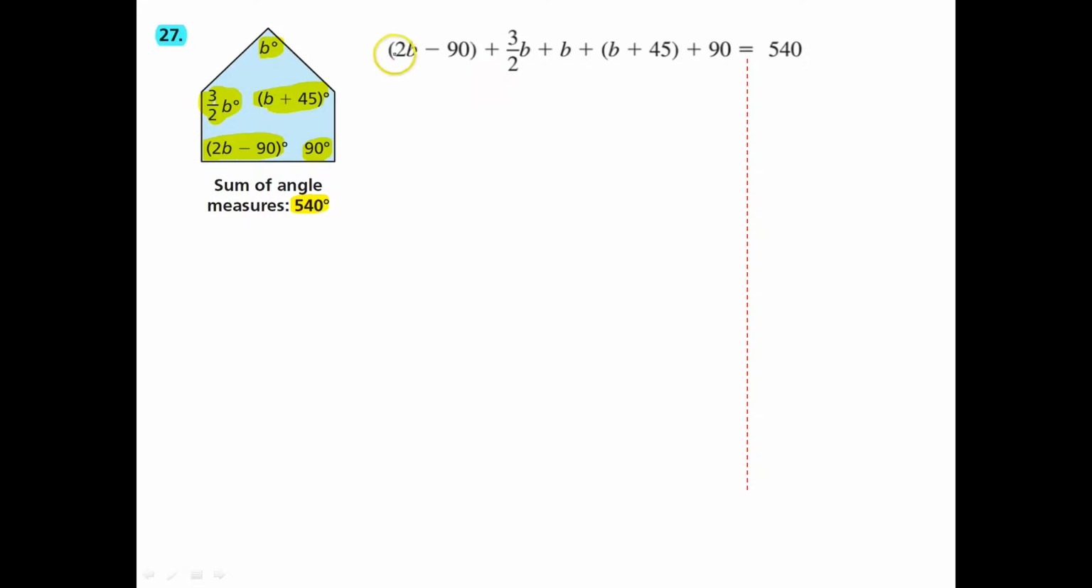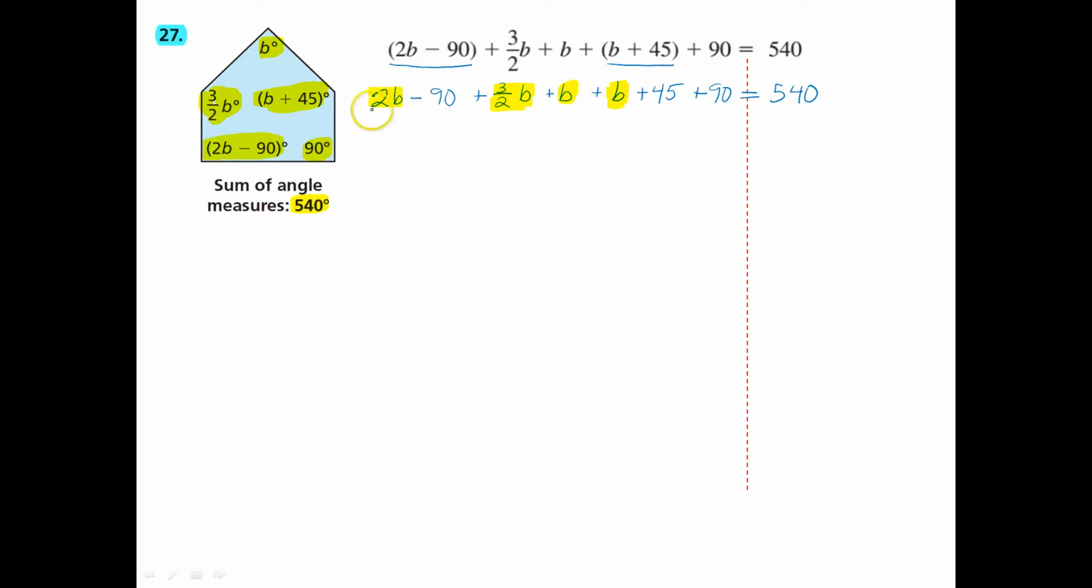So let's see, since these are all just adding, here I got a group that's being added, and I got plus this group plus that. The parentheses can sort of just go away, or you can think about it as distributing a positive 1 through there, which doesn't really change anything. So we can take the parentheses off, which gives us this, and now we can identify our like terms. So anything with a b in it is going to be a like term. So we got 2b and 3 over 2b and b and b. These are all like terms.